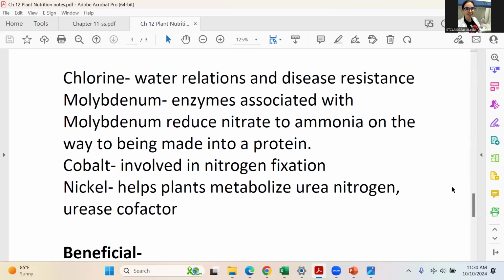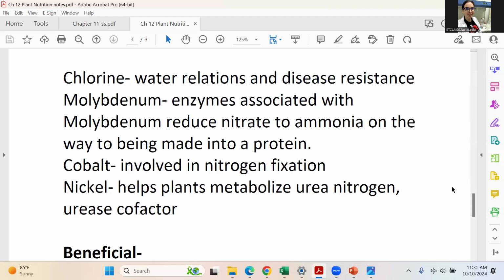Molybdenum: there are enzymes associated with molybdenum that reduce nitrate to ammonia, so going from the NO3- to the NH4+ on the way into being made into a protein. So molybdenum is involved in the reduction of nitrate to ammonia in protein production.